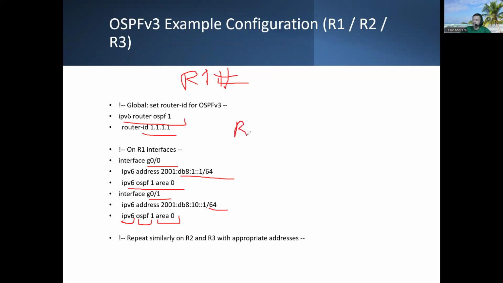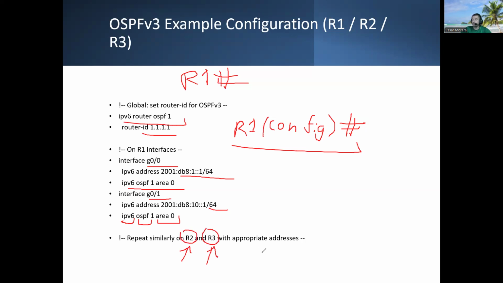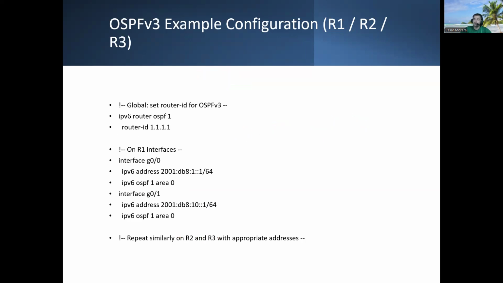Remember, you have to do it in configuration mode, so it will be something like config and then a number sign. You will be in configuration mode. And basically, the same configuration will be applied to router 2 and router 3 effectively at some point. So let me clear the board for now and let's move forward.